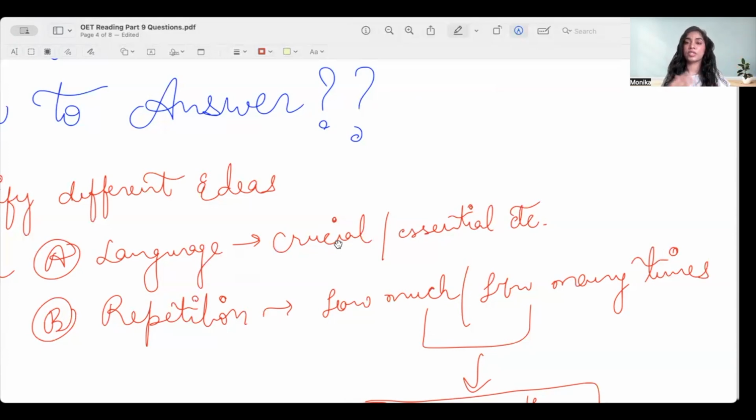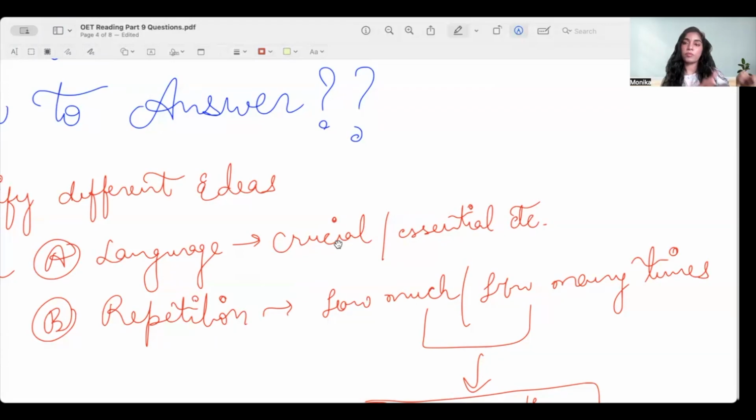Similarly, I can use any other vocabulary in my paragraph that tells me that this is very, very important. This idea that we are discussing here, it could be crucial, it could be essential. These are just some examples I'm giving you.